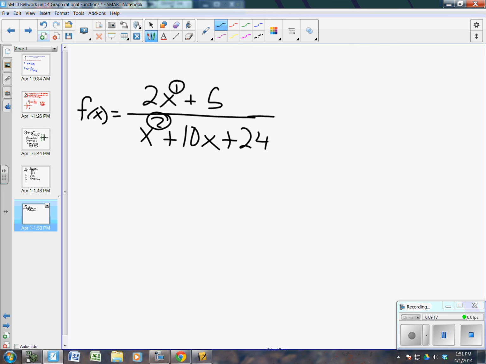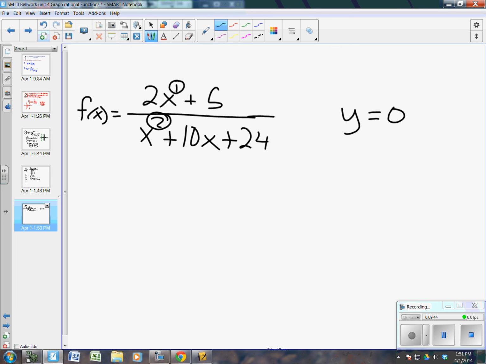Now let's read the 4 possibilities. There are 4 possibilities. Number 1, if the degree of the numerator is less than the degree of the denominator, then it is said to be a proper fraction, and there is a horizontal asymptote at y equals 0. Check this one out. Is the degree of the numerator less than the degree of the denominator? Yeah. You have 1 and 2. 1 is less than 2. So we're going to have a horizontal asymptote at y equals 0.